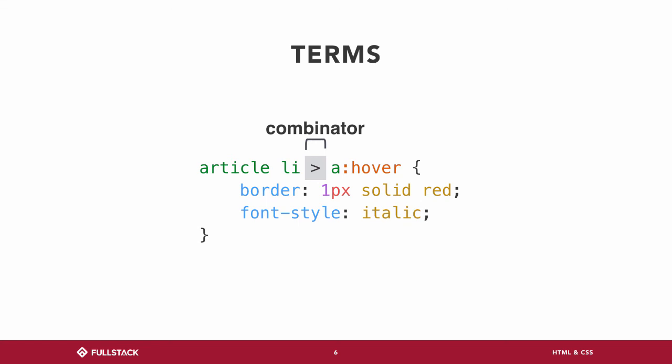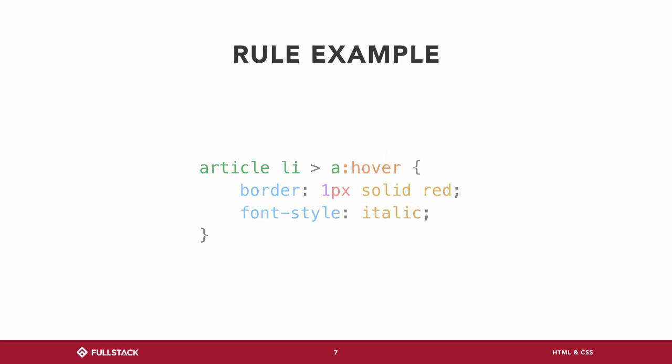Here we have a combinator, and this combinator specifies that we need to have a link tag, which is in the hover state, which is directly below a list item. Which is below, but doesn't necessarily have to be directly below an article. So we'll explain all these terms. Here we have a property, and here we have a value. And here we actually have a keyword.